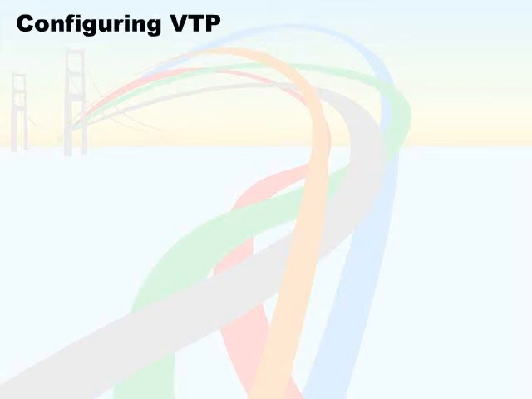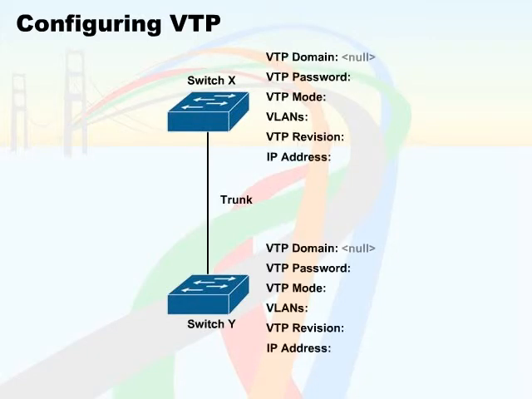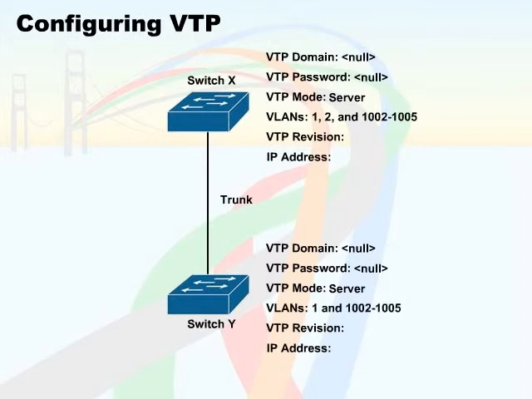Let's say we have two switches, switch X and switch Y, that are connected by a trunk. Both switches have no domain name or password, and both are in VTP server mode. Switch X supports VLANs with VLAN ID 1, 2, and 1002 through 1005, and switch Y supports VLANs with VLAN ID 1 and 1002 to 1005.